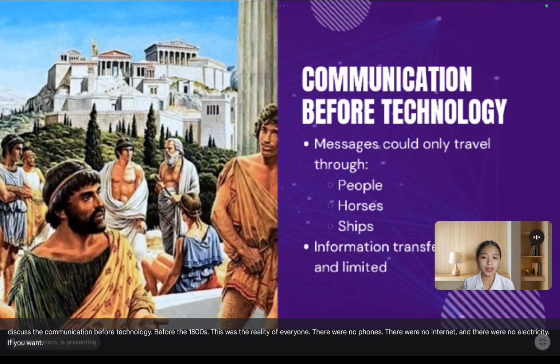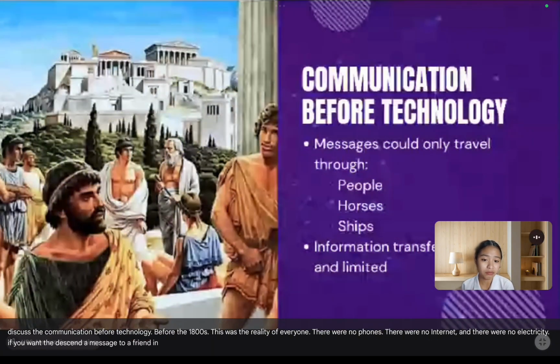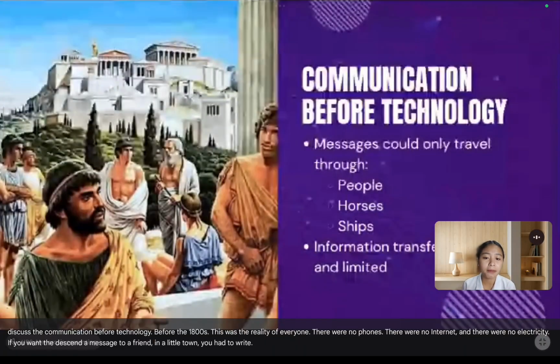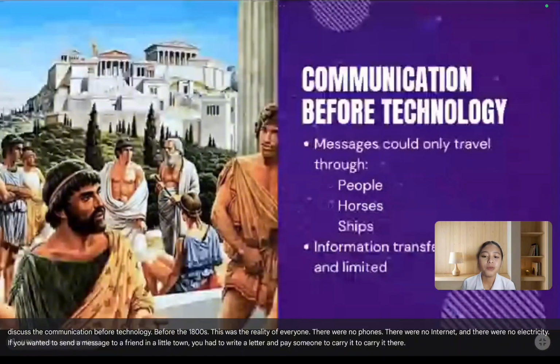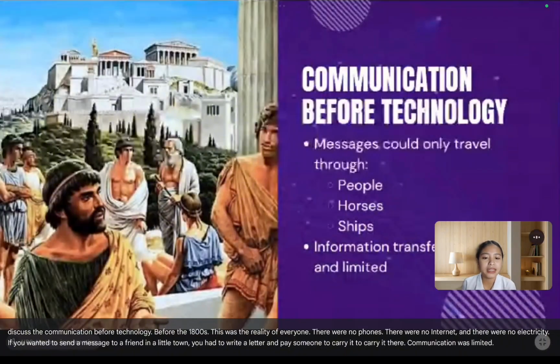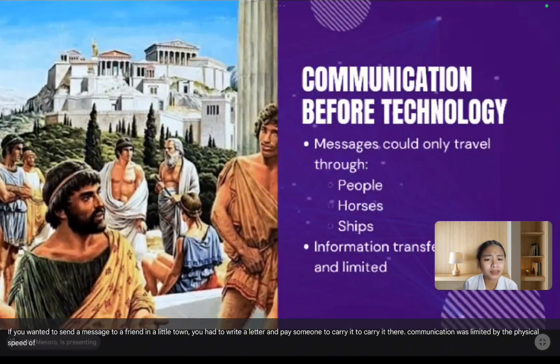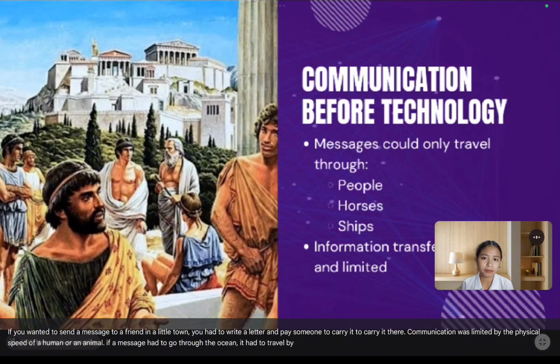If you wanted to send a message to a friend in another town, you had to write a letter and pay someone to carry it there. Communication was limited by the physical speed of a human or an animal. If a message had to go through the ocean, it had to travel by ship. In those days, a ship could take 3 months to reach its destination.